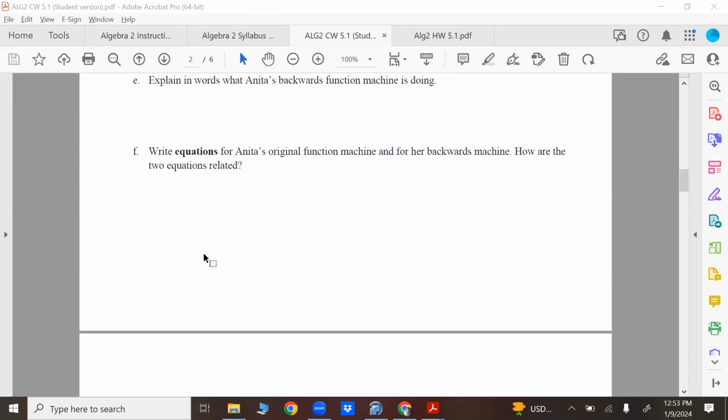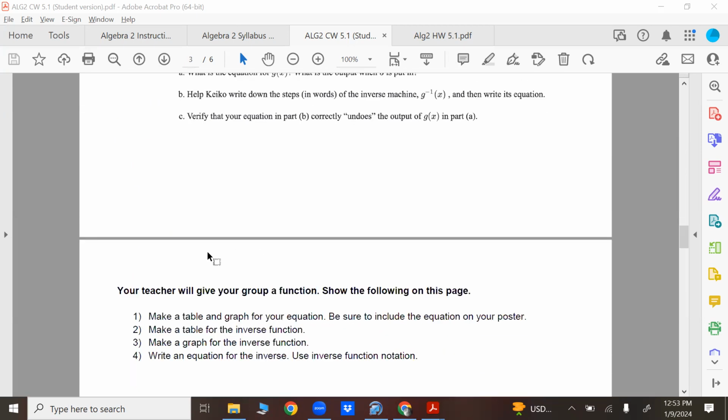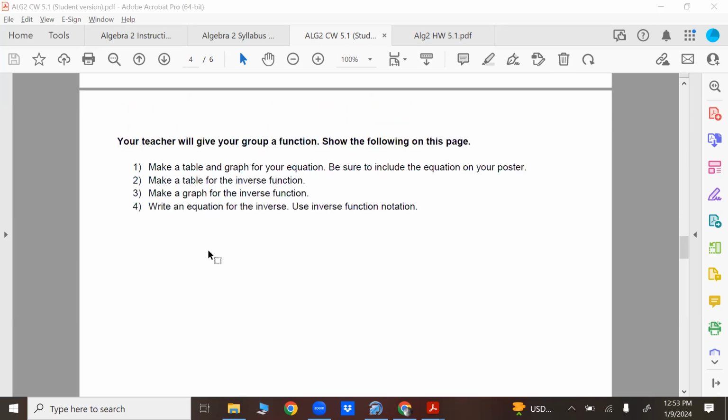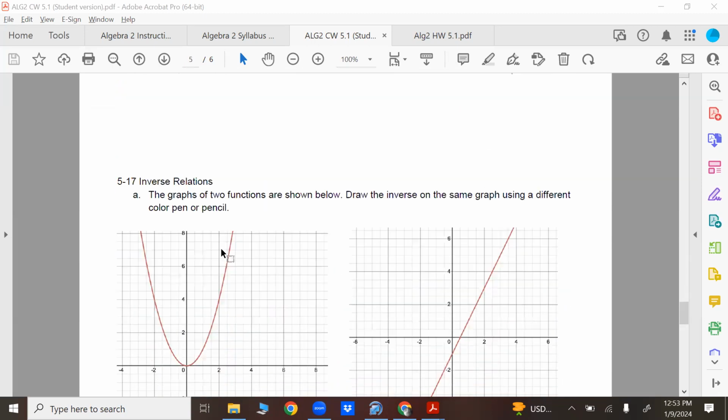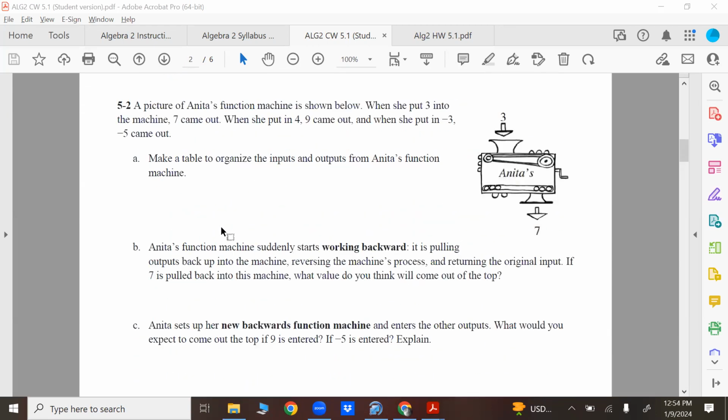Okay, and I think after 5.2, we'll have you guys do 5.3 and 5.4 in your table groups. And then we'll do an activity after that, and then a few more problems, and you guys can do homework. Okay, so let's do 5.2 together.